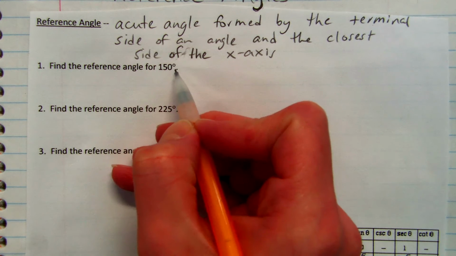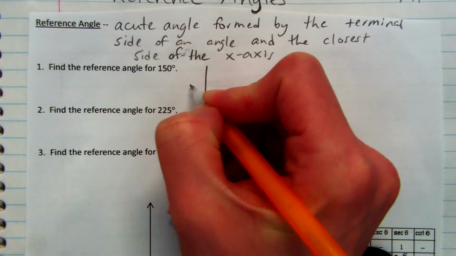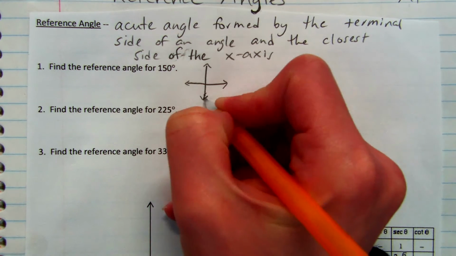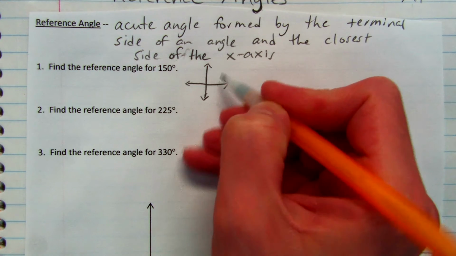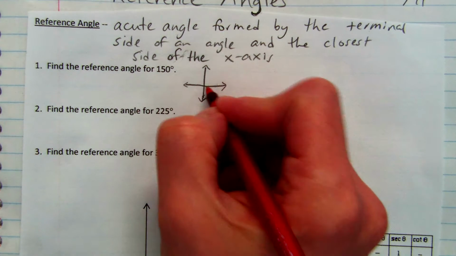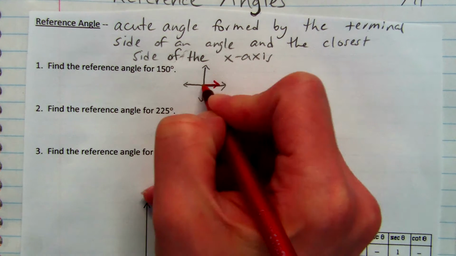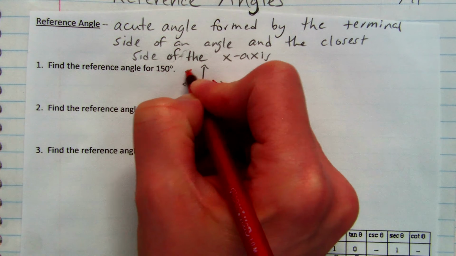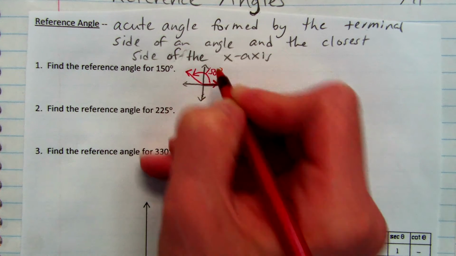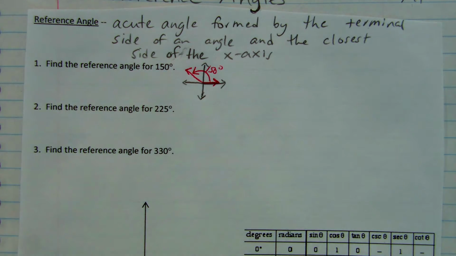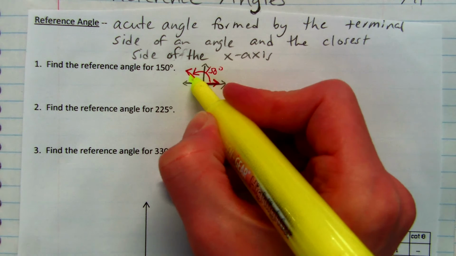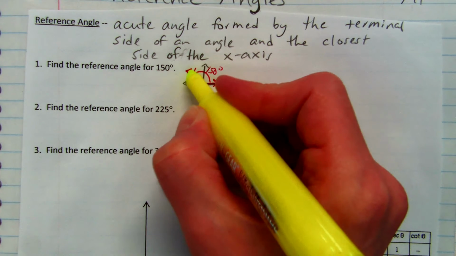So it says find the reference angle for 150 degrees. We're just going to draw a really quick sketch. We're not going to use a protractor or anything. Here's our x and y axis. I'll use my red pen so you can see. So here's our initial side. My terminal side is going to be over here somewhere because this is 90, so from here to here is 150. The reference angle is this little angle right here that the terminal side makes with the closest x-axis.